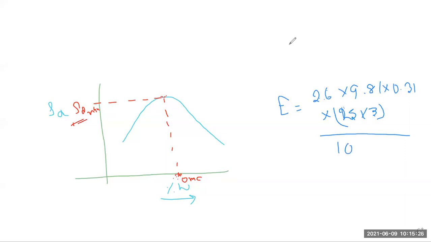volume. Volume is 1000 cc. So this gives energy per unit volume. Calculate this value of E. This value gives energy per unit volume in the Indian standard light compaction method.